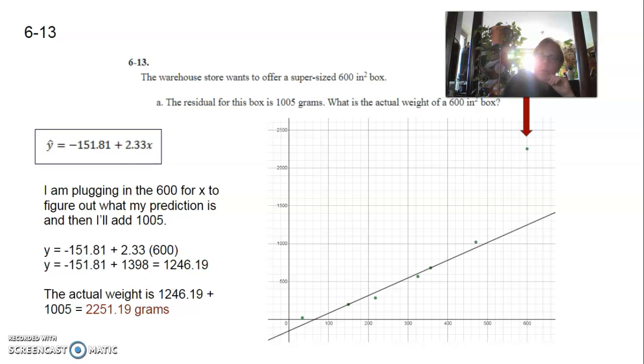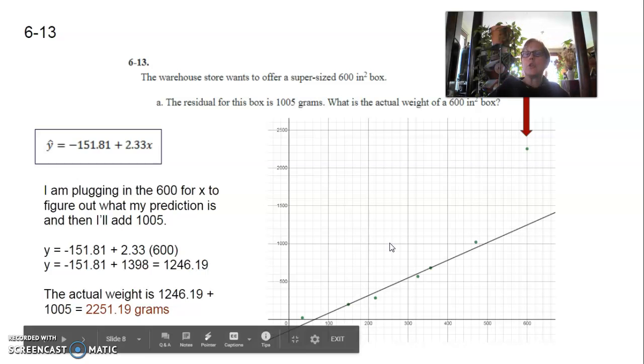But since the residual is 1,005, then the actual must be 1,005 grams higher than my prediction. So that was 2,251.19 grams. All right, that's a huge difference. So I took a look at that, I graphed it, and either that's an outlier, meaning it's just really not working here, or maybe this is not a linear relationship. I'm thinking the slightly curved thing probably means that this is exponential. All right, so that's going to play into questions B and C.